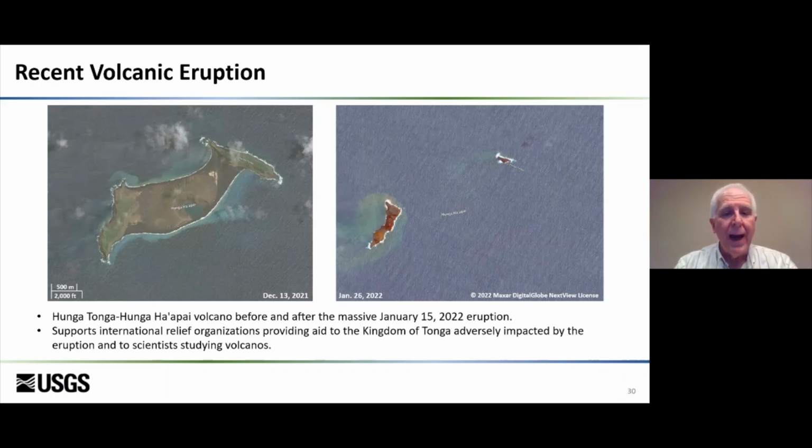This is a before and after image, and you see this was a huge eruption that took place. So images like this help volcano scientists understand the eruption, but also, as you'll see examples later on, this type of imagery also helps with areas that are impacted by disasters and help with disaster response.